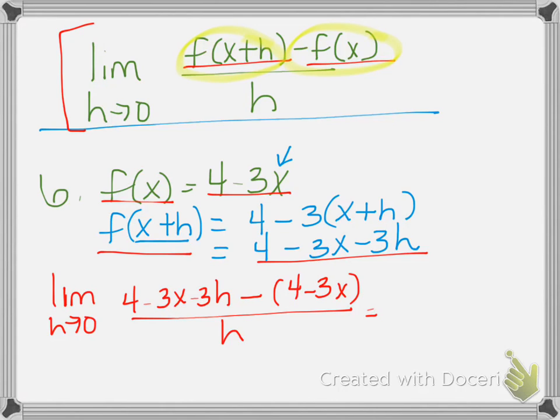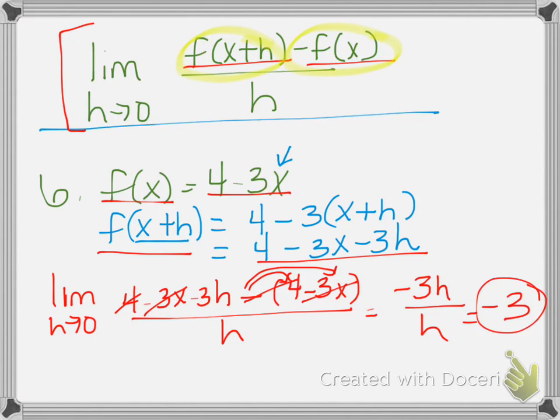Alright, now to finish the problem, you've been doing problems like this. H is sort of like your delta x, it's just written as h. Keep in mind that this is negative 4 and positive 3x. So the 4's will go away. Positive 3x will go away with that. I end up with negative 3h over h, which is negative 3. And then that's the answer. There's nowhere to plug that 0 in.